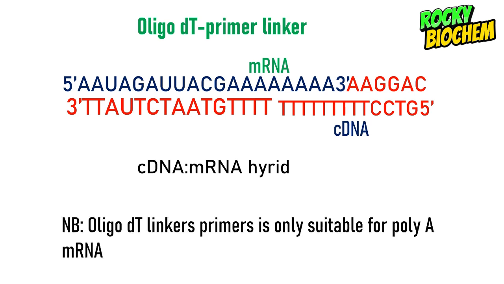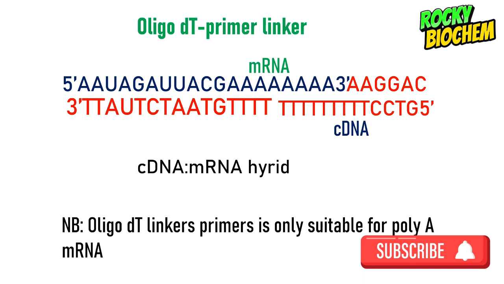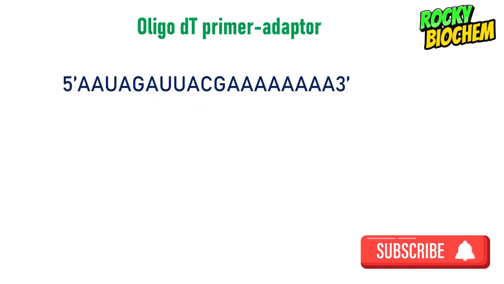One thing we should also take note of is that oligo-dT primer linkers are suitable for only poly A mRNA. We can't use them for non-poly A mRNAs. So in order to overcome the problem whereby the restriction enzyme can cut within normal sequences and bring about sequence loss, the genetic engineers also proposed the use of adapters.